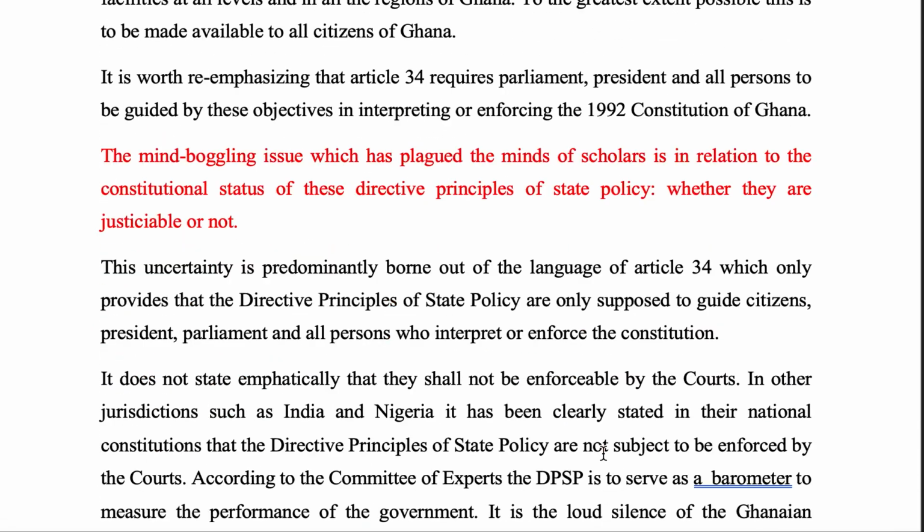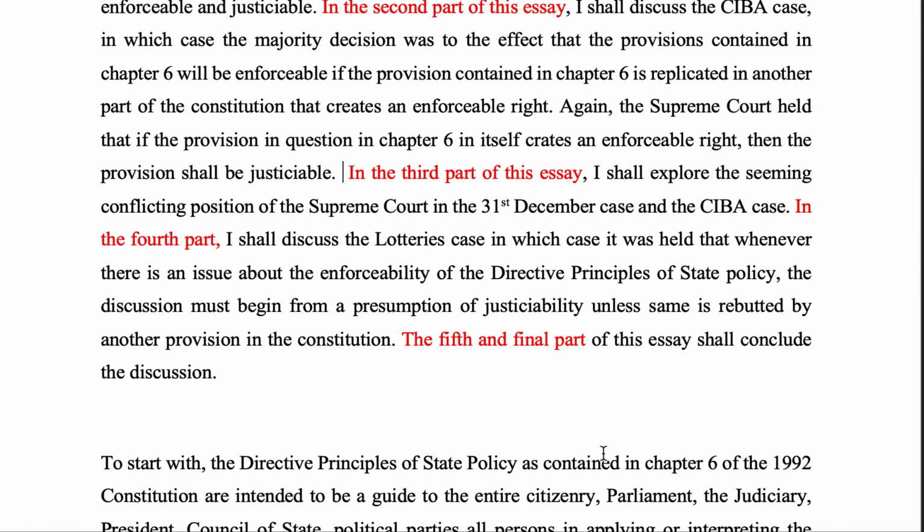So that is for our second part. What will be our third part? In the third part of this essay, I shall explore the seeming conflicting position of the Supreme Court in the 31st December case and the CBA case. Why are we saying this? Because there appears to be a conflict.